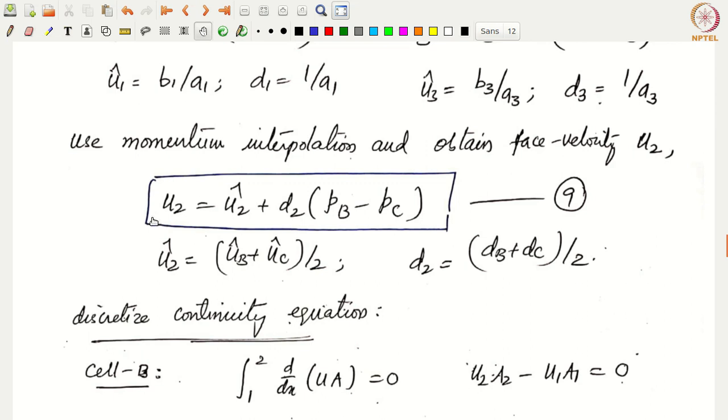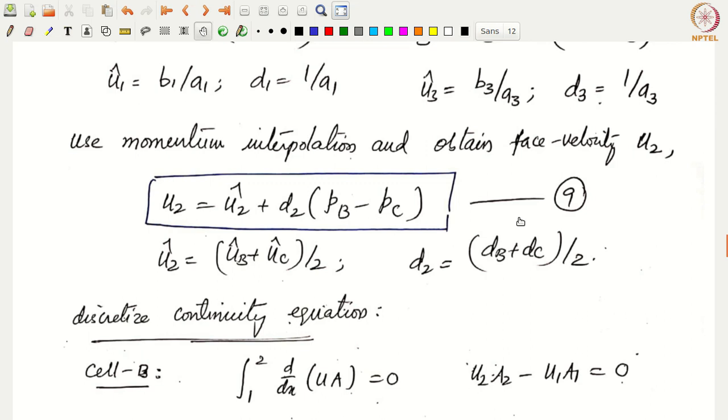So using momentum interpolation, you can write the phase velocity U sub 2 equals U2 hat plus D2 times the adjacent pressures. For phase 2, the adjacent pressures are B and C, right? So that means U2 equals U2 hat plus D2 times P_B minus P_C, right?